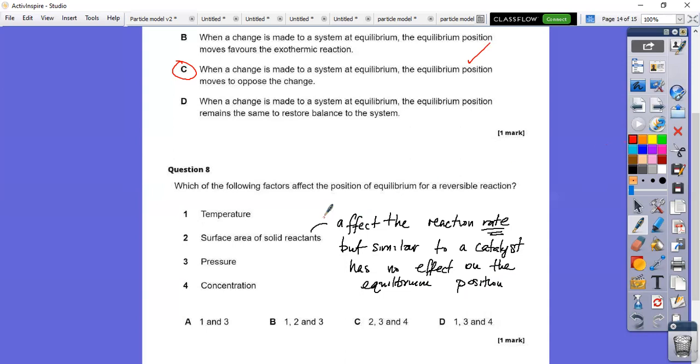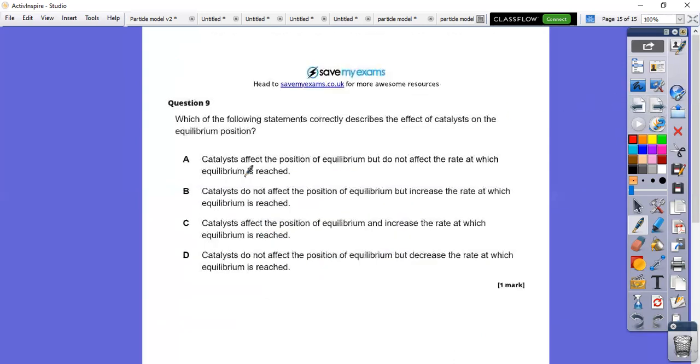This is a tricky one. But it's just like a catalyst. So it would be 1, 3, and 4. Correct. But remember this one, just as you will for a catalyst as well. Next one.